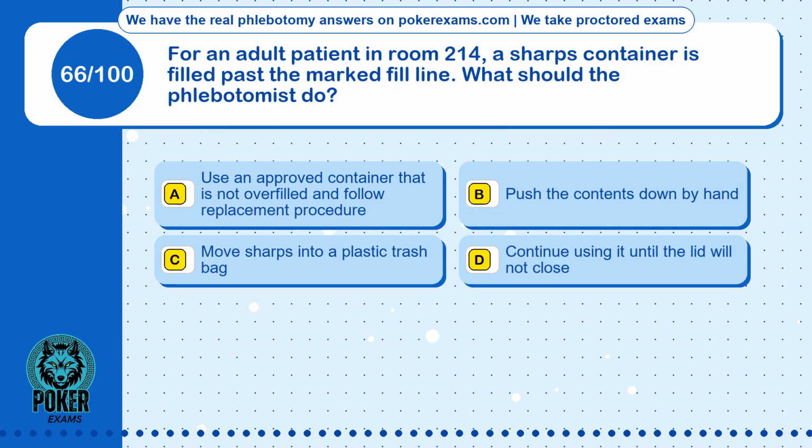Question 66. For an adult patient in room 214, a sharps container is filled past the marked fill line. What should the phlebotomist do? Option A. Use an approved container that is not overfilled and follow replacement procedure. Option B. Push the contents down by hand. Option C. Move sharps into a plastic trash bag. Option D. Continue using it until the lid will not close.